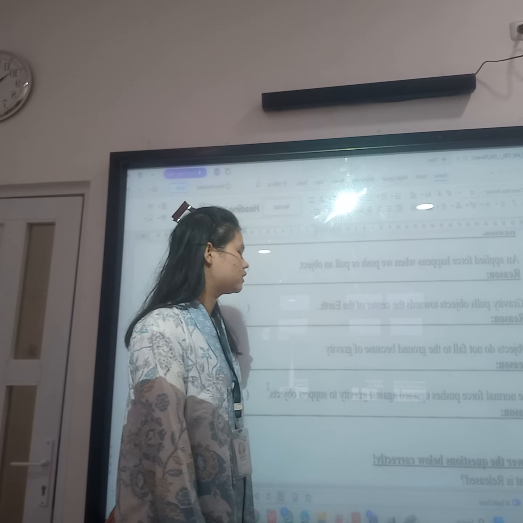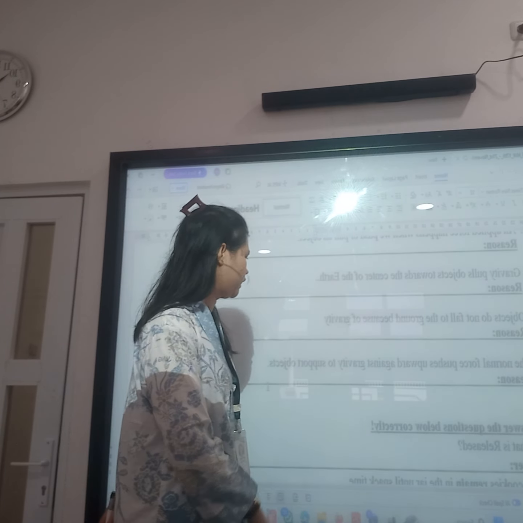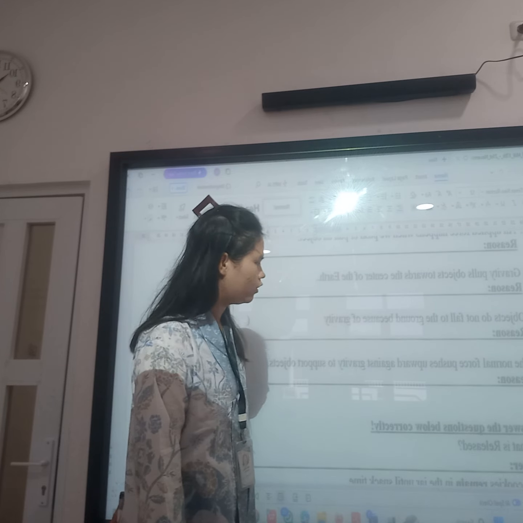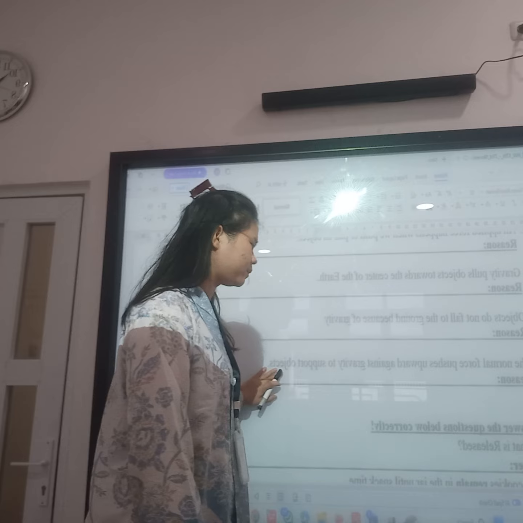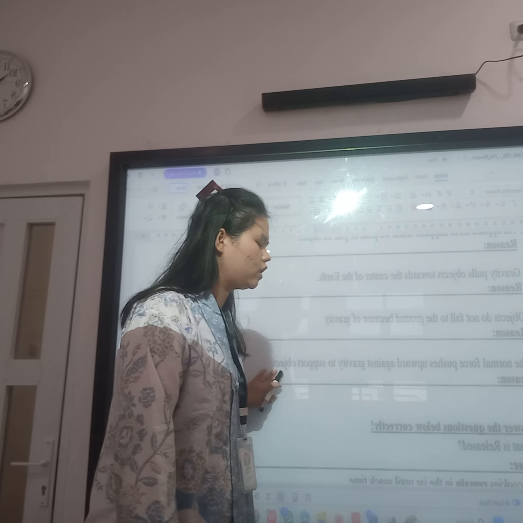The normal force pushes upward against gravity to support an object. Is it true? No, it's false, because the normal force is like when you want to push against gravity.